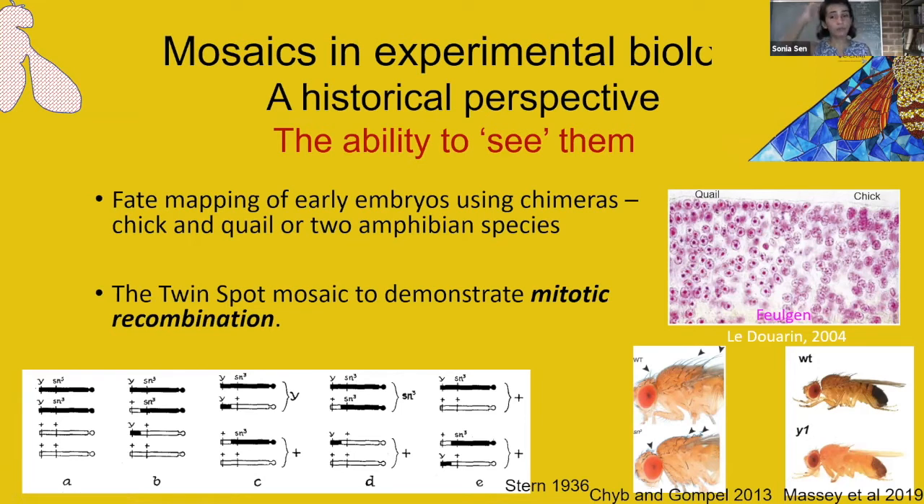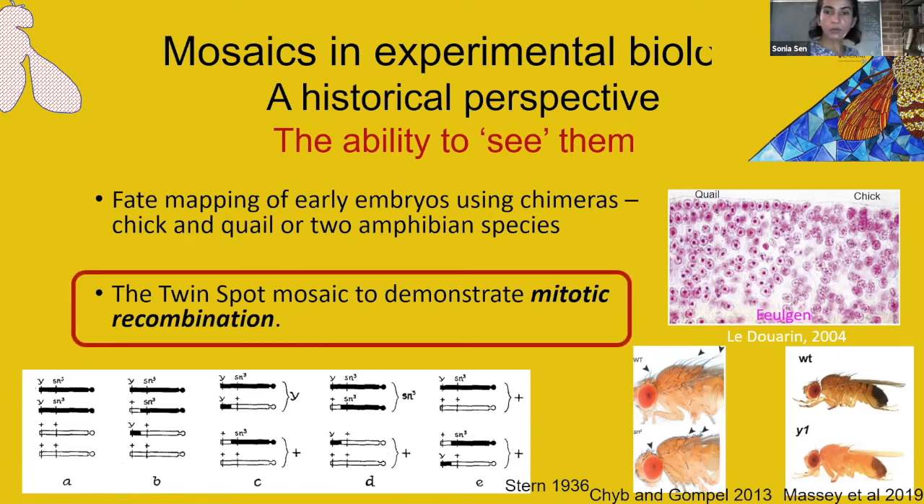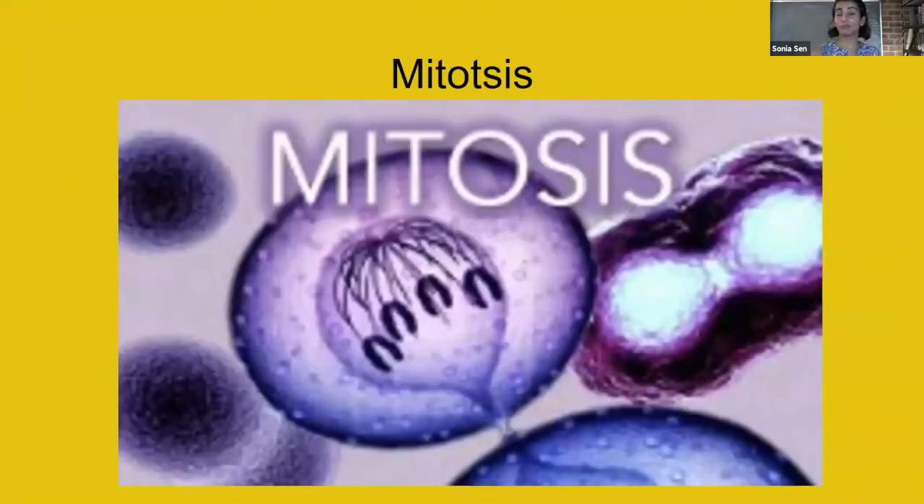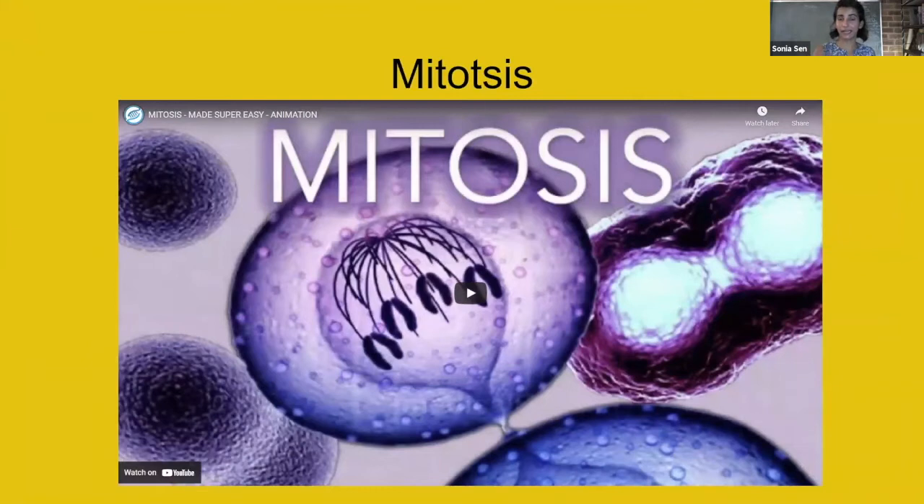In both of these examples, it's always the ability to detect these genetically different cells within an organism that allows you to exploit it to understand some biology. I said that we would talk about the twin spot mosaic of Curt Stern a little more, because really that's the one observation that has launched all of this ability to do mosaic analysis in flies and other organisms.